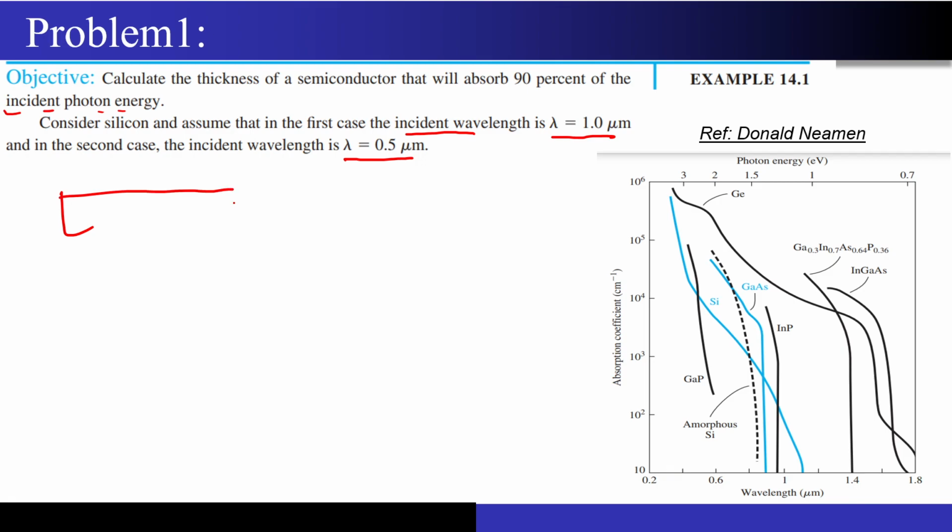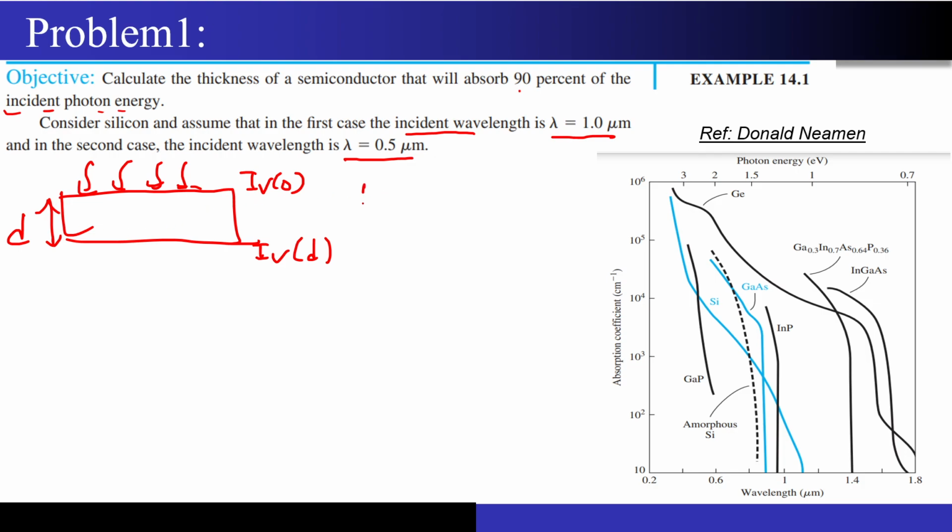So I have a semiconductor material, and I am shining some light on top of it. This is my I_v of 0, at the surface of the semiconductor. And now this is the thickness that I will have. Let me denote the thickness by d over here. So this will be I_v of d at the other end of the semiconductor. Now what they have mentioned: calculate the thickness of the semiconductor that will absorb 90% of the incident energy.